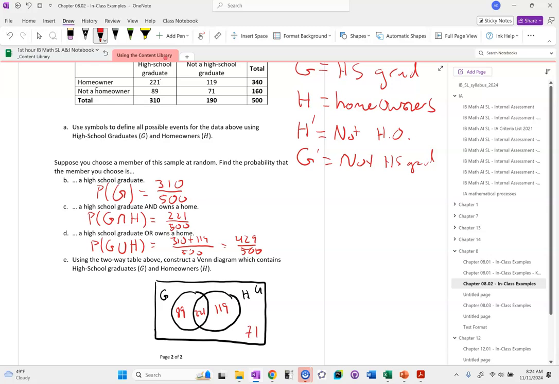Everybody feel okay there? Now this type of problem, going back and forth between a two-way table and a Venn diagram, is something you should be able to do. It's not difficult, but if you haven't done it before, it's one that you might have to think about.